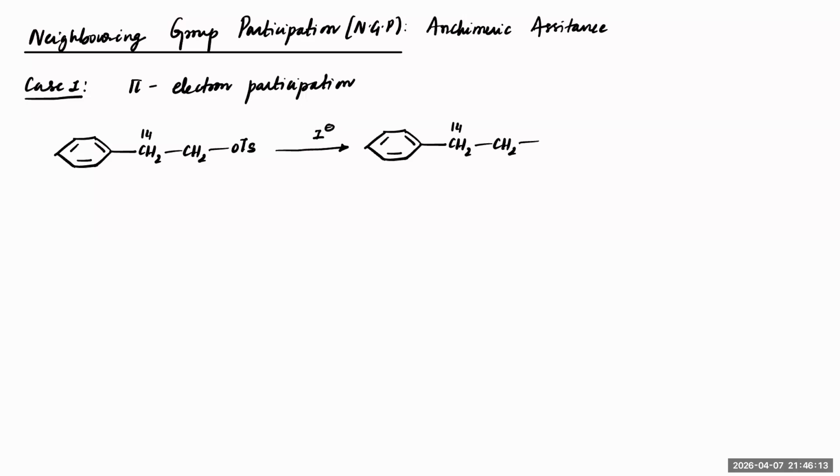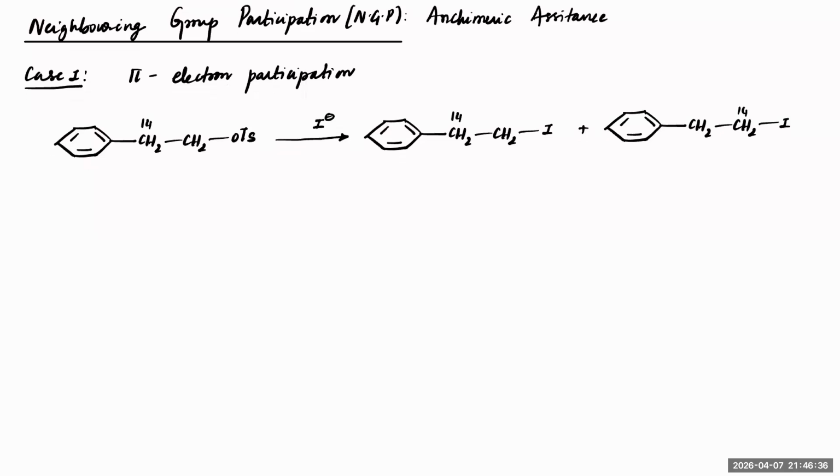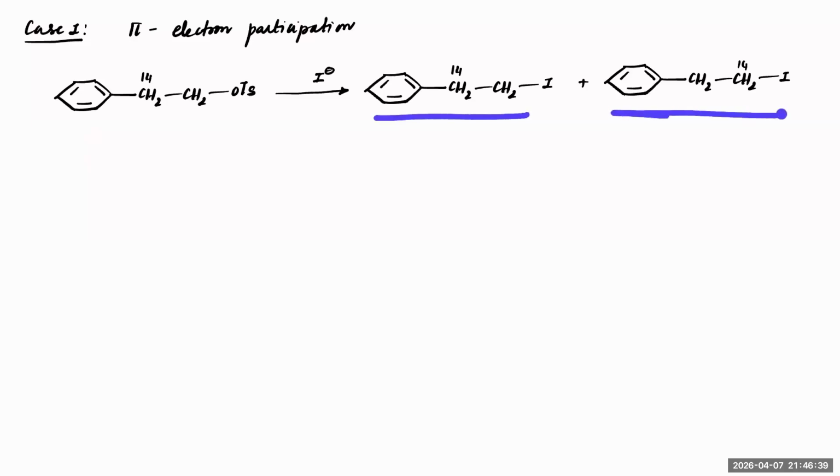So I minus I am adding. So I'll get I here, and I'll get one more product which also has I on this position. Substitution has happened, but this time the carbon 14 is here. So this is carbon 14. Now, how come both of these are coming, and the chances of forming each are 50-50 percent? So check out the mechanism here.